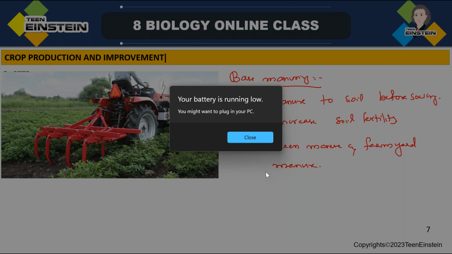So now plowing is over, soil is ready, and in the next class we will be learning about different sowing methods. Sowing, how to prepare for the sowing practices and how to do that by using different methods, that we'll learn in the next part.